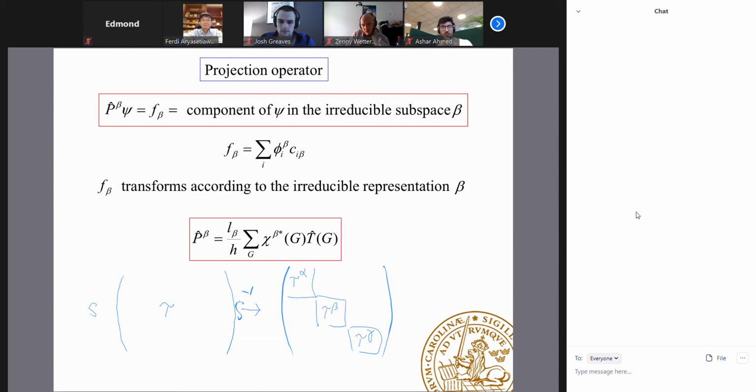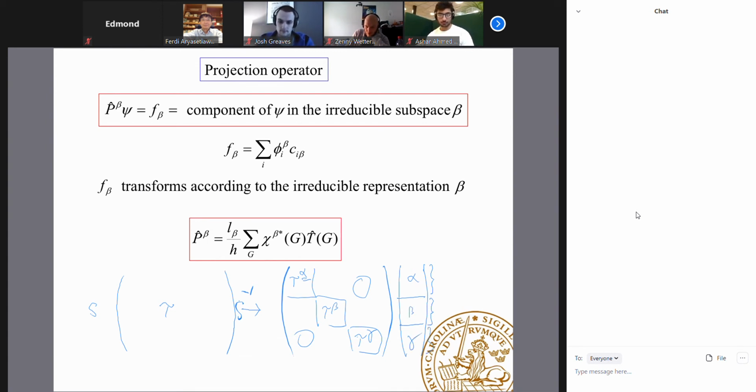Let's say, and there's a 0 here. So if we think about this matrix operating on some vector, then we see that we have a set of vectors here that corresponds to the alpha irreducible representations, and this one to the beta, and this one to the gamma.